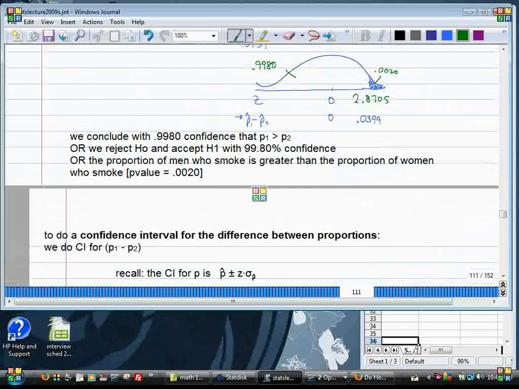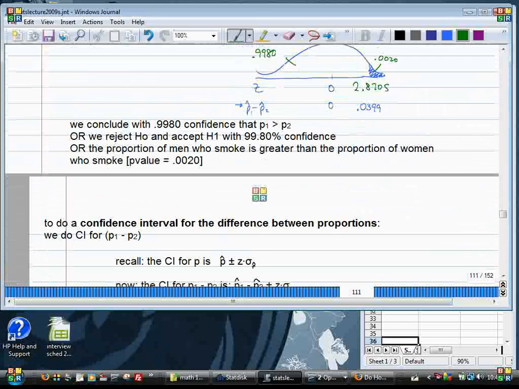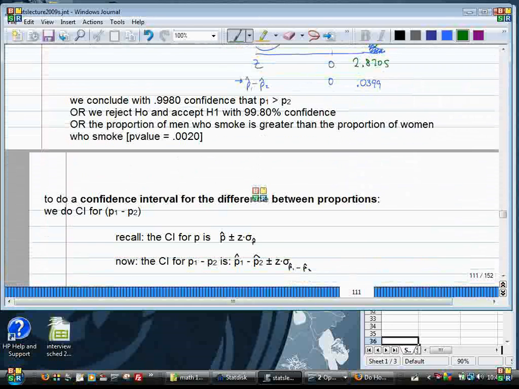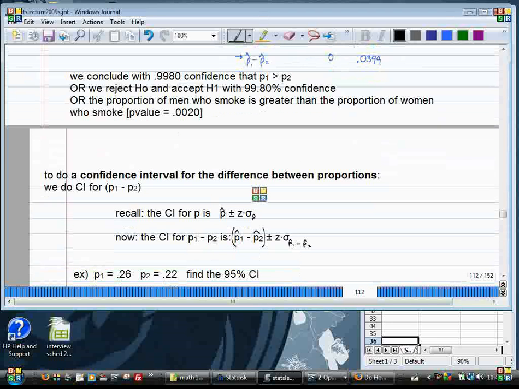So the confidence interval for P is P hat plus or minus Z times sigma P hat. So what's our confidence interval formula for the difference of proportions? Right. Instead of proportion, you just write difference of proportions. So it's P1 hat minus P2 hat. In fact, let me make that a little clearer. I'm just going to set that off like this. P1 hat minus P2 hat plus or minus Z times sigma for P1 hat minus P2 hat.